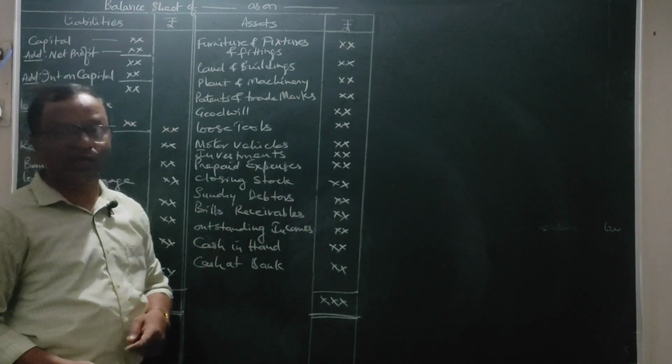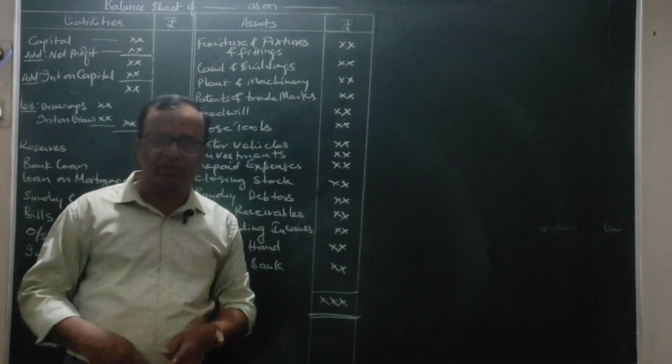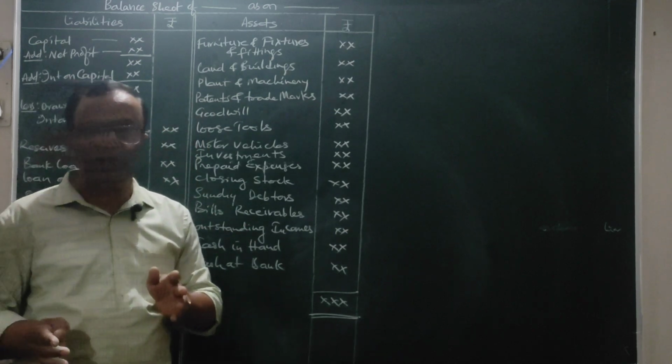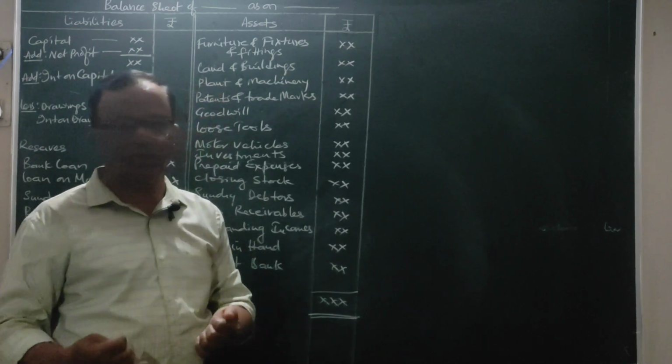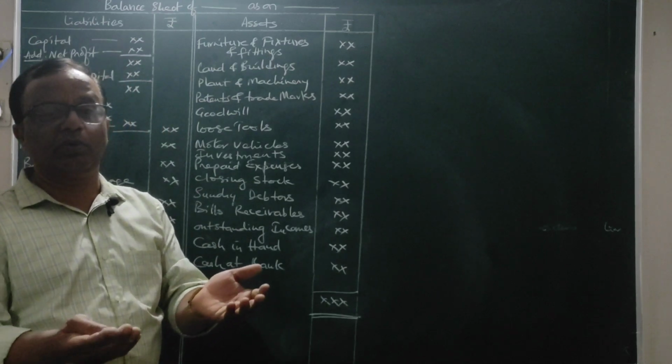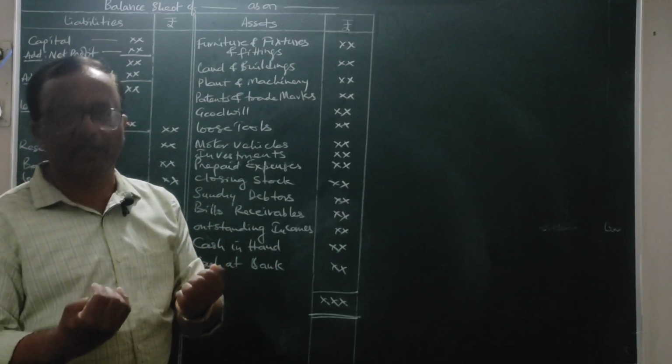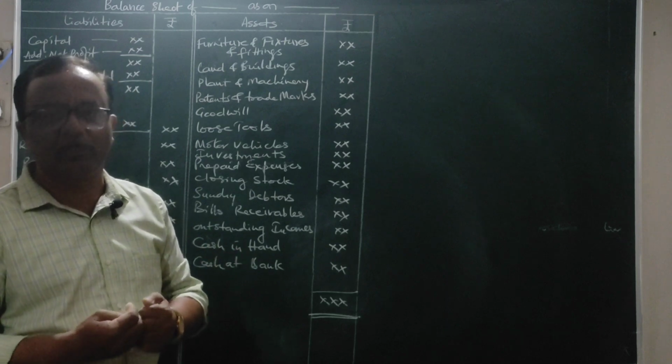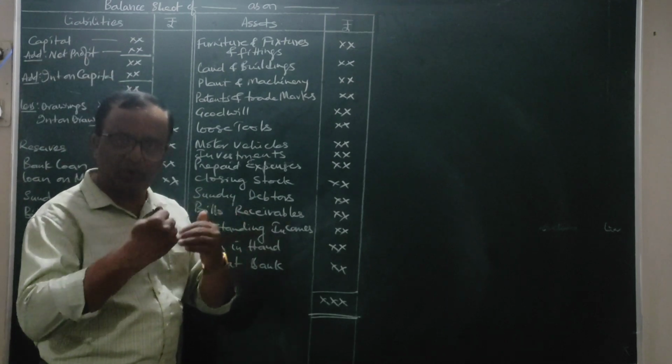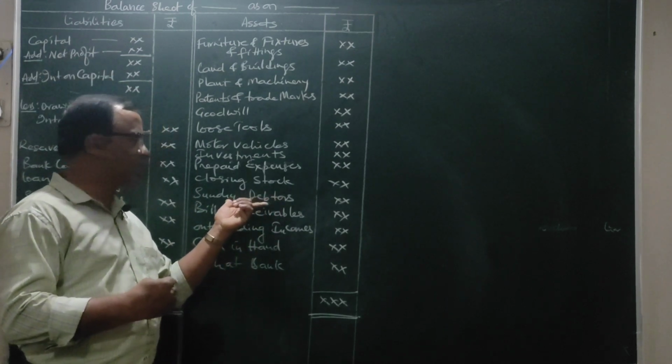Then again, sundry debtors. Sundry means sum of. Debtors are the people who are our customers of our business. These are the people who purchase from us on credit. They owe money to our business. So debtors owe money to our business. So they are our assets.